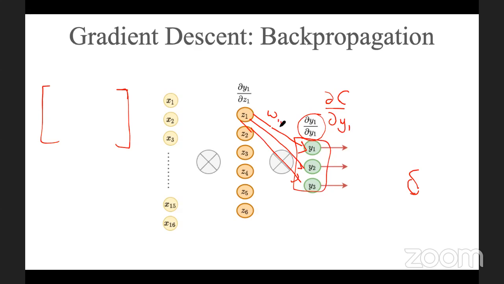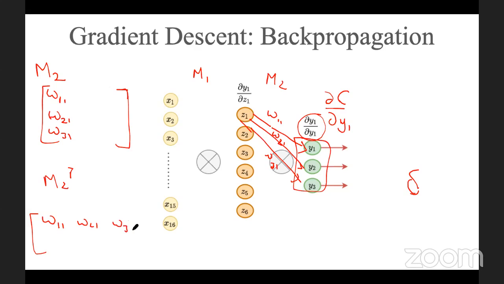If this is W11, then this would be W21, and this would be W31, right? So it's actually the column that we are interested in, W11, W21, and then W31. These are the weights, but they will be in the weight matrix. Let's call this matrix M2 and this one M1. For M2, you are interested in this thing, so you take the transpose of this matrix and you get W11, W21, W31, and so on.